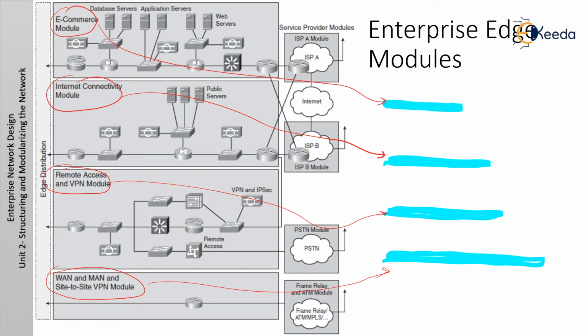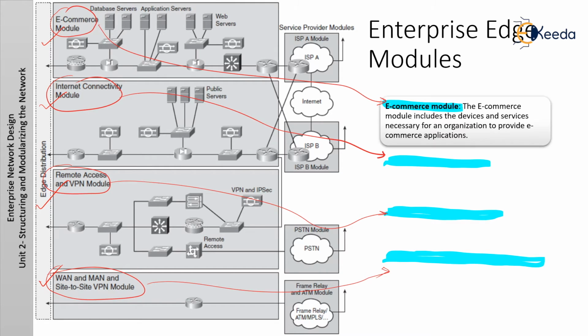So in this figure, you can see the different modules like e-commerce module, which is at the top of the figure, internet connectivity module, remote access and VPN module, WAN and MAN and site-to-site VPN module. So each module consists of several devices. On the basis of these devices in hierarchy, we will do the enterprise edge task. So let us start with e-commerce module.